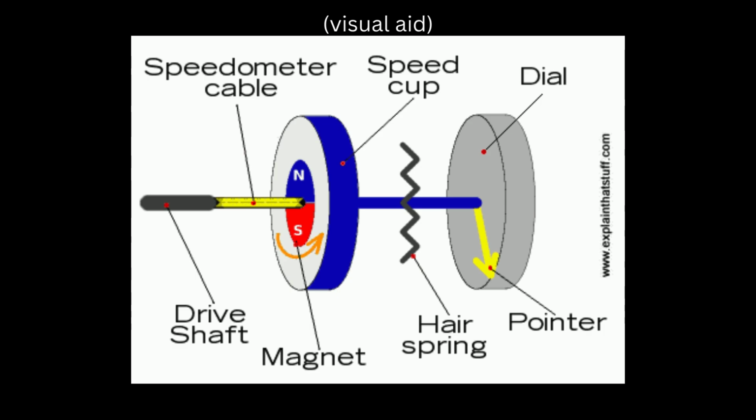in an attempt to catch up with the magnet, and this hairspring tightens and it restrains the speed cup so it can only turn a little way. And then as the speed cup turns, it turns the pointer on the dial indicating the car's speed. My car did not have an actual dial, but it just translated that dial turning into a digital number.